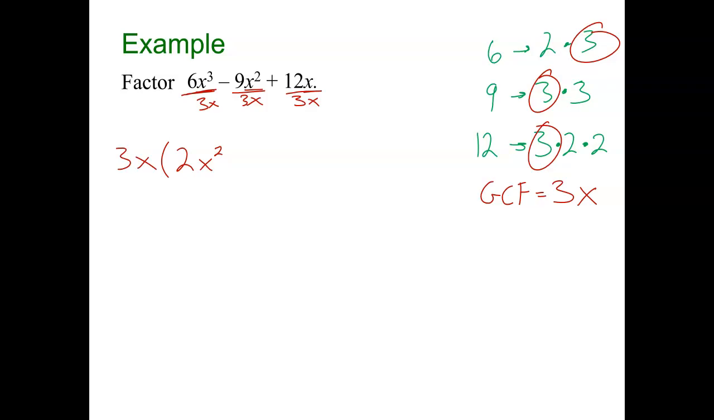9x squared divided by 3x. x to the third divided by x is x squared. When you divide it, it's not... Yeah, we're just doing the division. x to the third divided by x is x squared. x squared divided by x is x. 12x divided by 3x is 4.